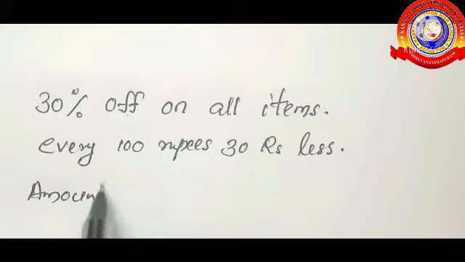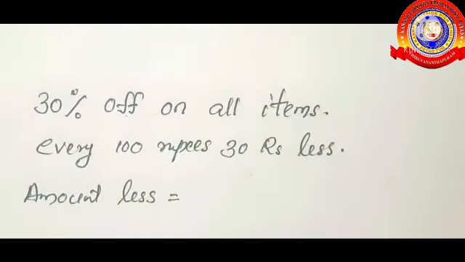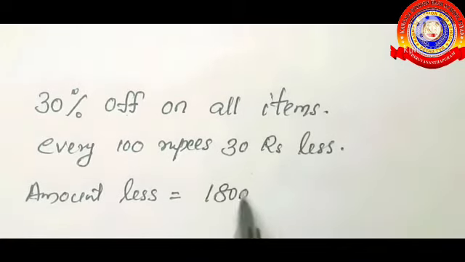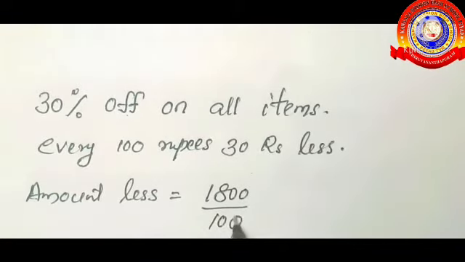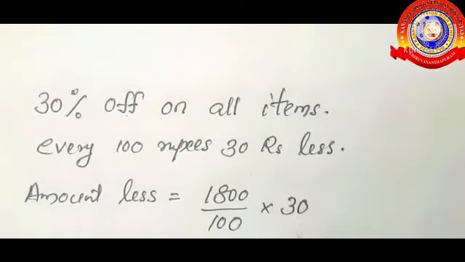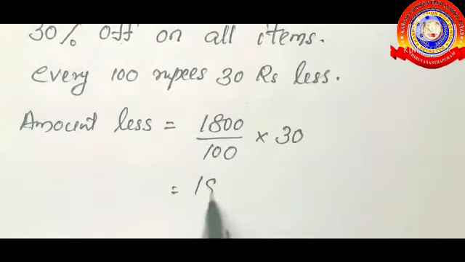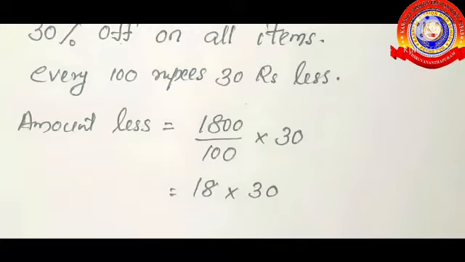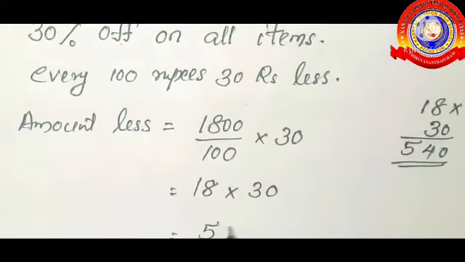So, amount less is equal to 1,800. How many hundreds are there? Yes, 1,800 divided by 100 into 30, which is equal to 1,800 divided by 100 is 18. 18 into 30, which is 540. Okay, less amount is 540 rupees.